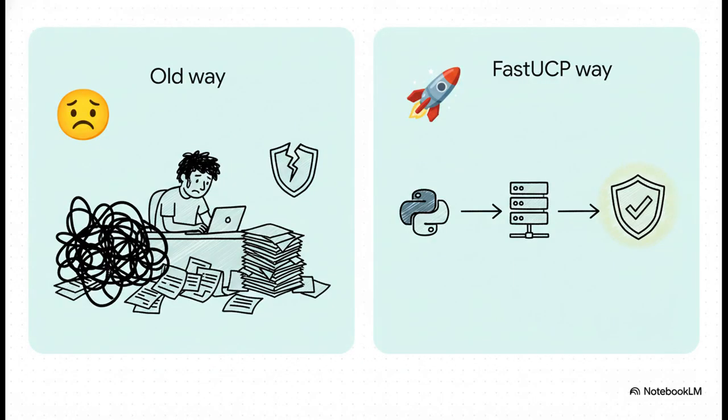And this simple shift makes a huge difference. The old way meant manually editing JSON and always worrying about typos and errors. The FastUCP way is all auto-discovery, straight from your Python code, which guarantees compliance. It just transforms this slow, tedious process into something that's fast and actually enjoyable for developers.